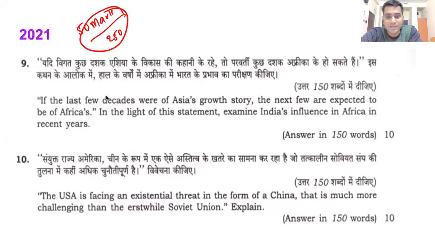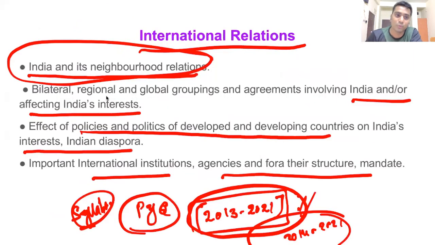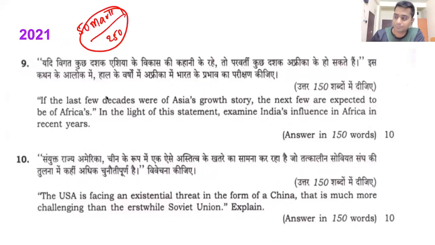The USA is facing an existential threat in the form of China that is much more challenging than the erstwhile Soviet Union. This is asking about the global order, where the USA is having an impact with China, compared to the USSR in Cold War times. So this is effects of policies and politics of developed countries, because this conflict is among USA, USSR and China. How are they going to impact India? So the question is on the third concept.